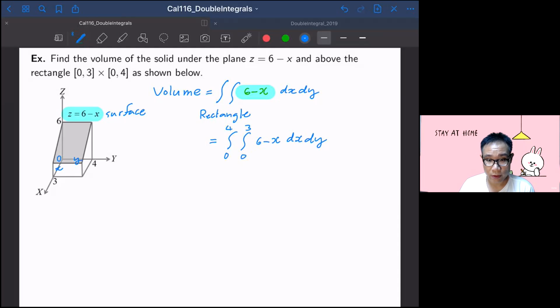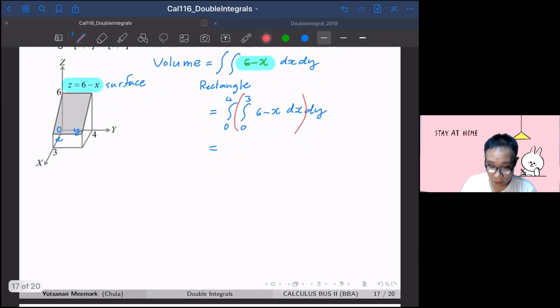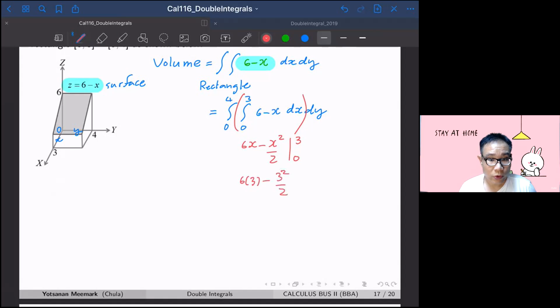Okay, so in this case, it's going to look like that. And you're going to just calculate the inside. The inside turned out to be 6x. Okay, so you integrate, it's going to be 6x minus x squared over 2 from 0 to 3. And this one, you see it's going to be 6 times 3, and you have 3 squared over 2.